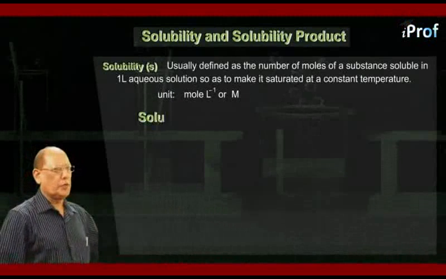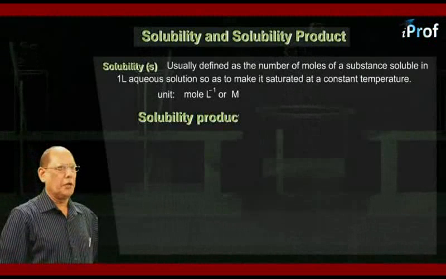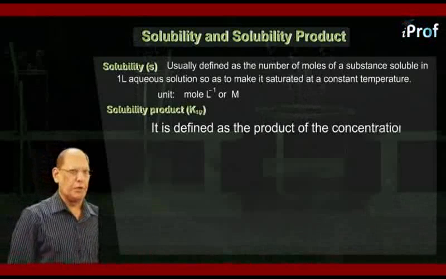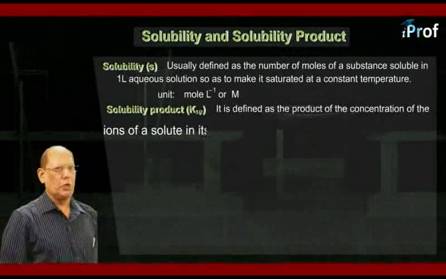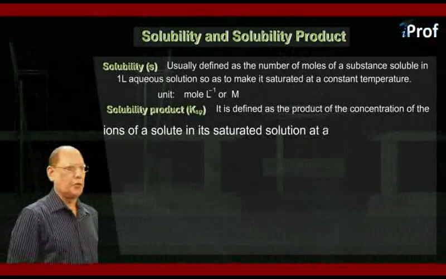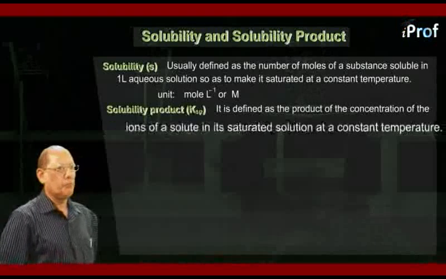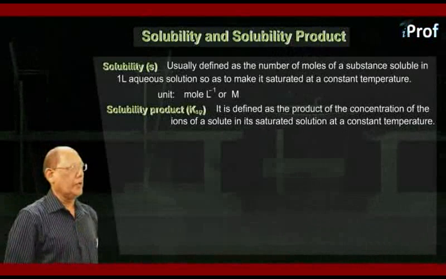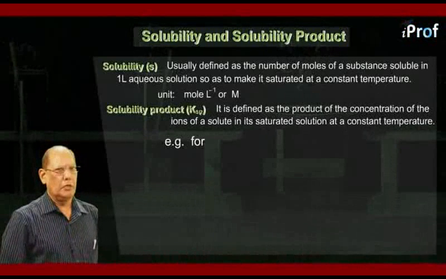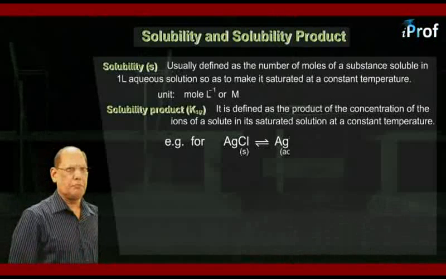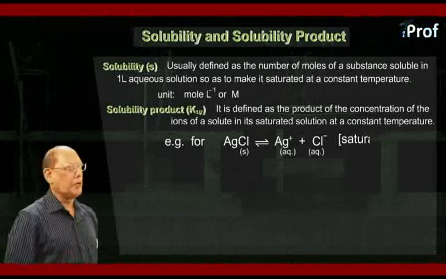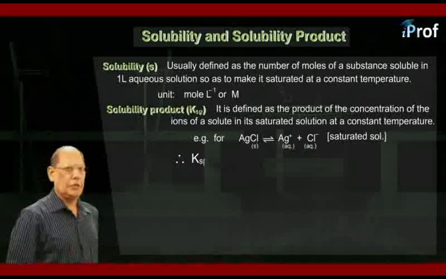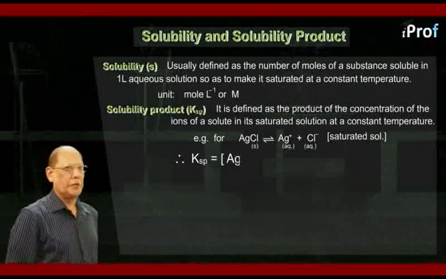The next term is solubility product, which we represent by KSP. It is defined as the product of the concentration of the ions of the sparingly soluble compound in its saturated solution at a constant temperature. For example, if we consider the dissociation of silver chloride in aqueous medium by the equation AgCl solid equal to Ag plus aqueous plus Cl minus aqueous, the solution is saturated, then KSP is equal to Ag plus ion concentration into Cl minus concentration.